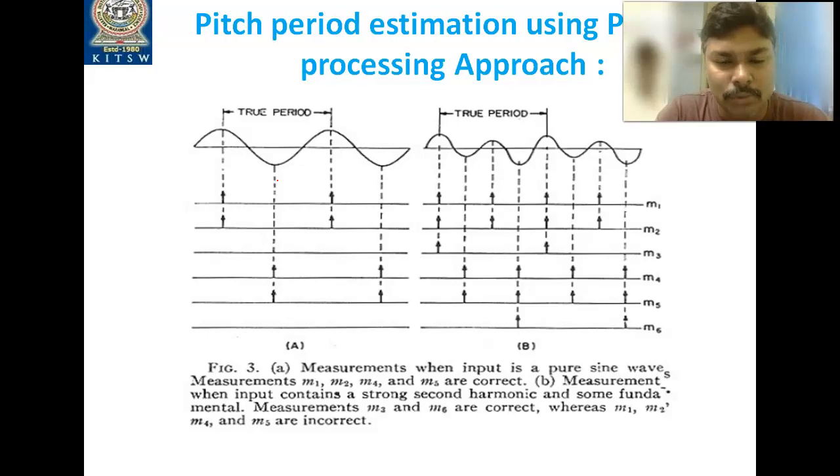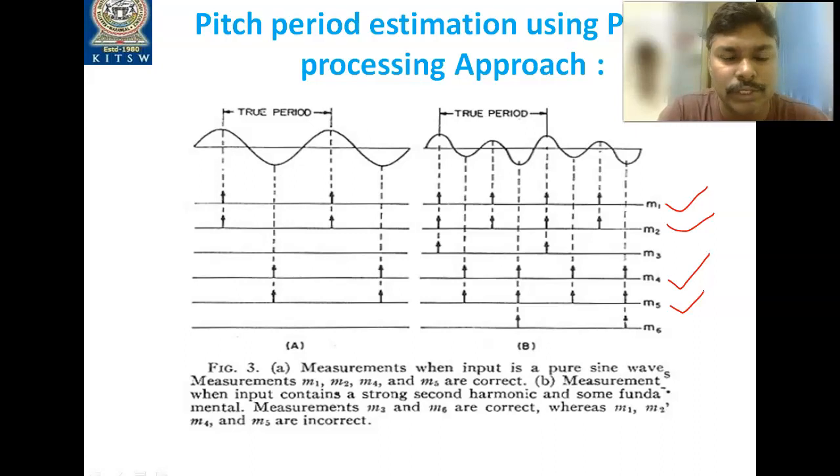And of course, I keep telling you about the impulses: for each and every peak we will have the impulses that we have derived. So a total of M1 to M6 signals we have analyzed. If it is a pure sinusoid, M1, M2, M4 and M5 can be clearly visible from this graph. When the input contains a strong second harmonic and some fundamental, the measurements M3 and M4 are also correct, whereas M1, M2 and M3 are incorrect according to the second harmonic.